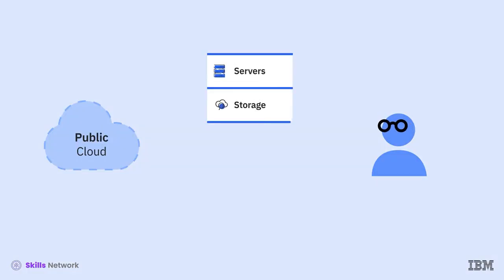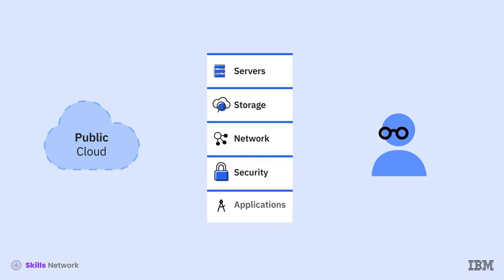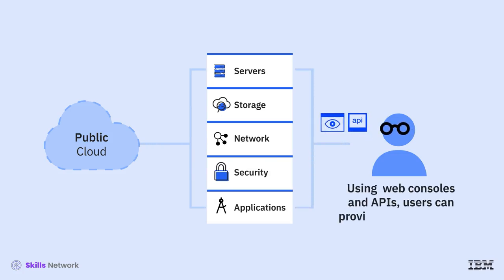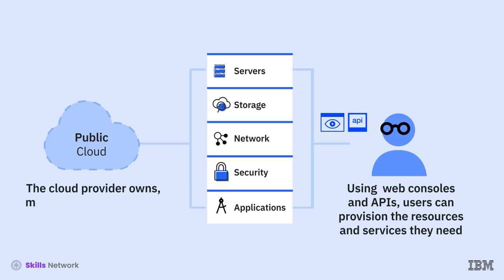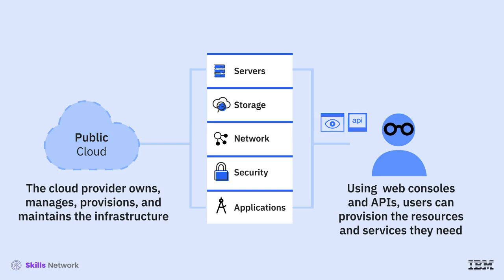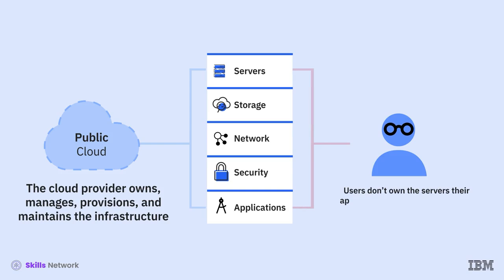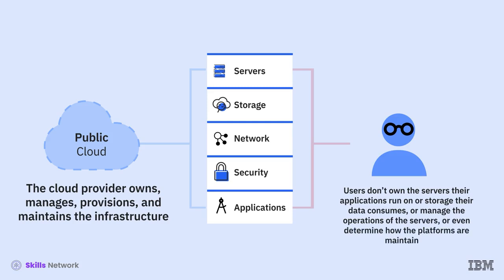In a public cloud model, users get access to servers, storage, network, security, and applications as services delivered by cloud service providers over the Internet. Using web consoles and APIs, users can provision the resources and services they need. The cloud provider owns, manages, provisions, and maintains the infrastructure, renting it out to customers either for a subscription charge or user-based fee. Users don't own the servers their applications run on, or storage their data consumes, or manage the operations of the servers, or even determine how the platforms are maintained.